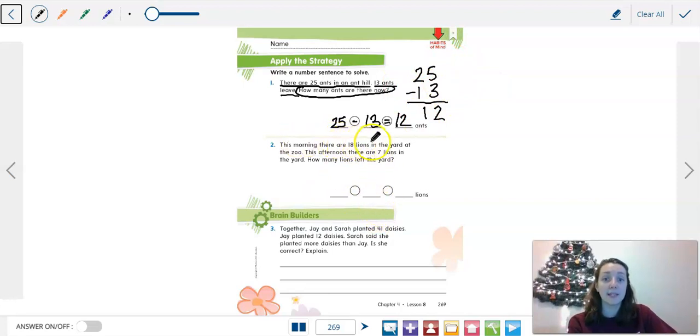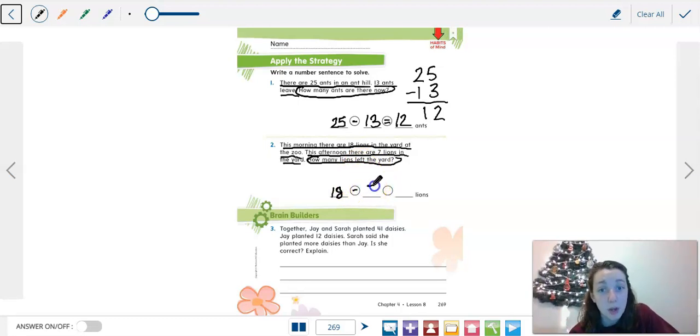This morning there are 18 lions in the yard at the zoo. This afternoon there are 7 lions in the yard. How many lions are left in the yard? So what do we know? We know that this morning there were 18 lions in the yard. We know this afternoon there were 7 in the yard. How many are left? So there were 18. We know that we're trying to figure out what was left, so we can take away what we know is still there. So then our problem becomes 18 minus 7, which is 9.